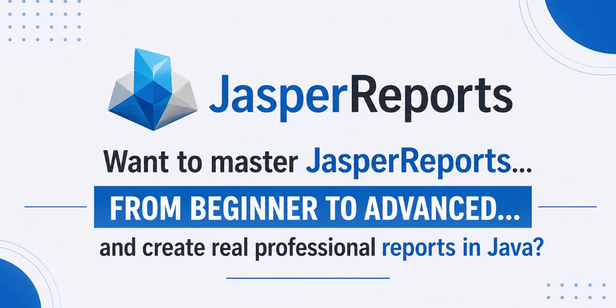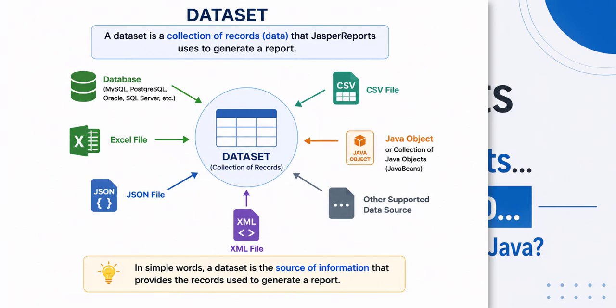So let's summarize that. What is a data set in JasperReports? A dataset is a collection of records or data that JasperReports uses to generate a report. In simple words, a dataset is the source of information that provides the records used in a report. A dataset can get data from different sources like a database. It may be MySQL, Postgres, Oracle, or SQL Server. It may be an Excel file, CSV file, XML, JSON, Java objects, or any other supported data source.